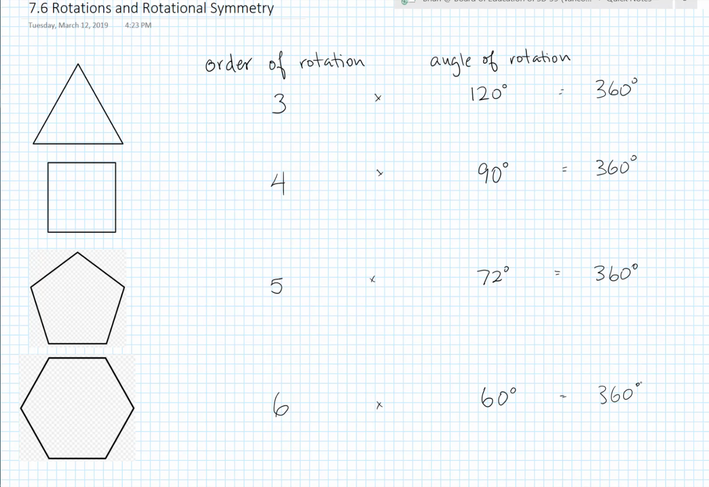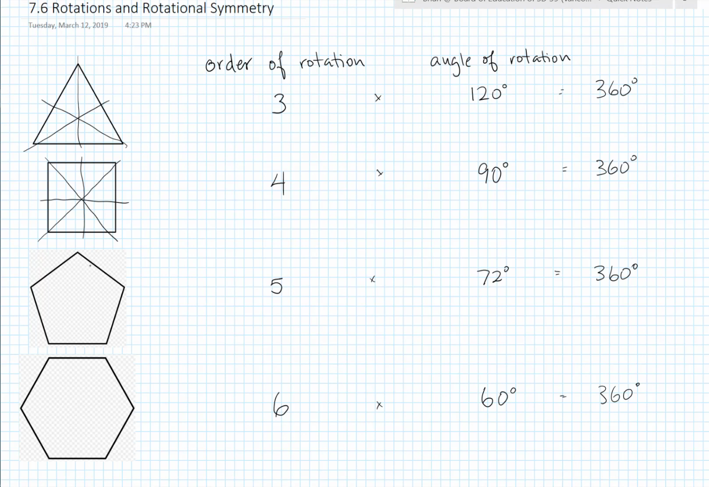Now, I said there was a link between this and line symmetry. So the order of rotation for this triangle is 3. And as we saw last time, there are 3 lines of symmetry. And for a square, the order of rotation is 4. And we didn't look at a square last time, but a square has 4 lines of symmetry. Didn't draw that one very well, but there are 4 lines of symmetry for a square.